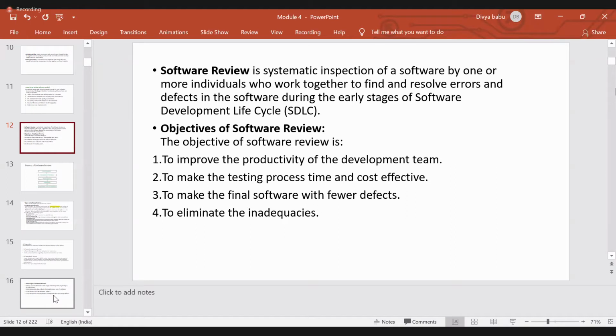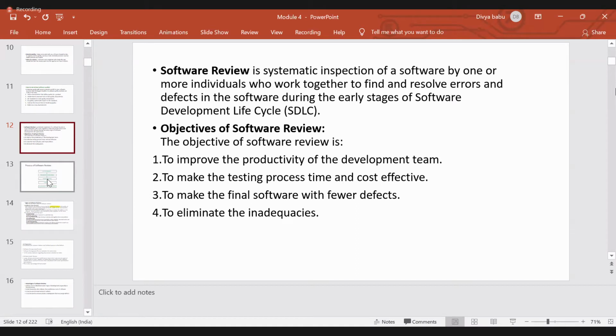What is the objective of software reviews? To improve the productivity of the development team, to make the testing process time and cost efficient, to make the final software with fewer defects, and eliminate the inadequacies. These are some objectives of software review. The panel members analyze your work, and if there are any defects or drawbacks, or if it does not match the customer requirement, they will inform you and you can work on that.